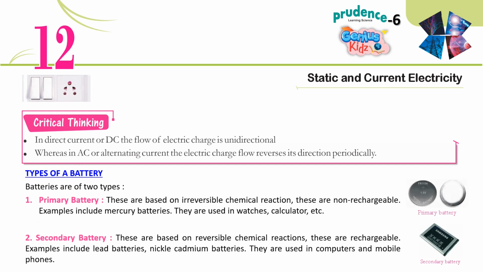Types of a battery. Batteries are of two types. 1. Primary battery. These are based on irreversible chemical reaction. These are non-rechargeable. Examples include mercury batteries. They are used in watches, calculators, etc.